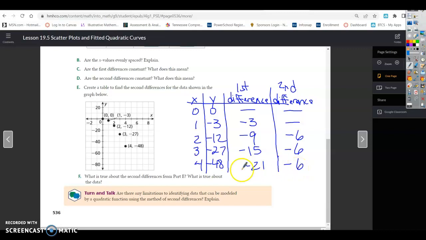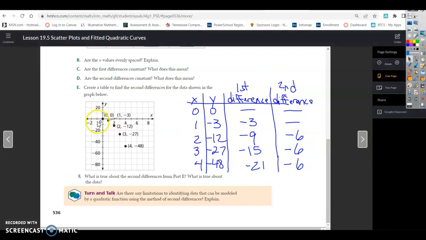It says, what is true about the second difference from part E? What is true about the data? The second differences are all the same, so that tells us that this is a quadratic model. If you look, you can see that curve starting there. If you have the reflection points over here, that should make sense that that is a quadratic model. This shows you how to determine whether a graph is linear or quadratic using a table of values and finding the first and the second difference. That's all for Task 1. If you have any questions, let me know.